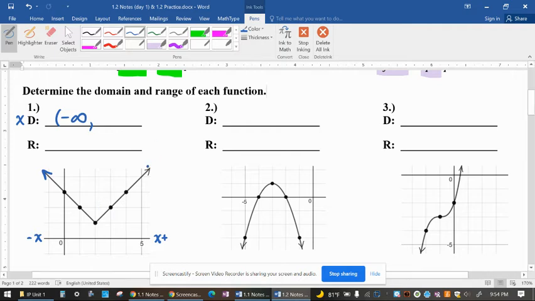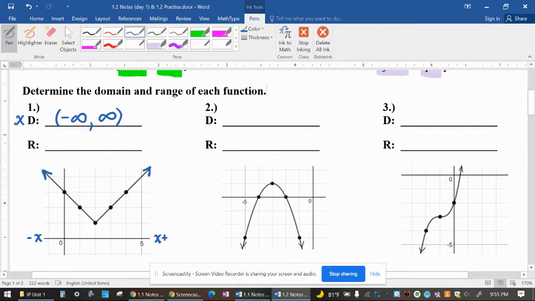Okay, remember we're looking at the graph on the left side and the right side. So now we're looking at what's happening with this function as it goes to the right. This goes forever to the right. So this domain is going to be from negative infinity to positive infinity. The left side goes forever to the left, and the right side goes forever to the right. Domain asks you, how far does it go to the left? How far does it go to the right?